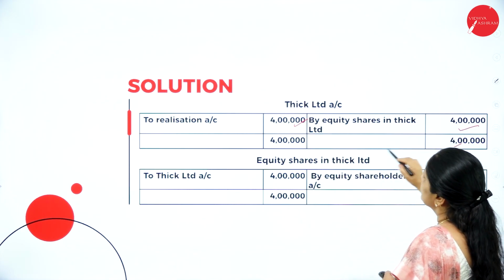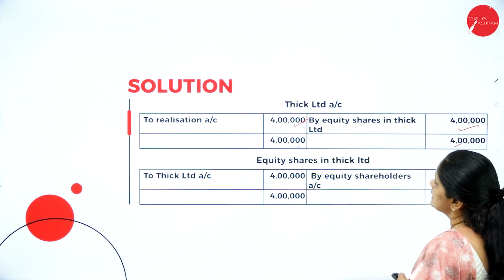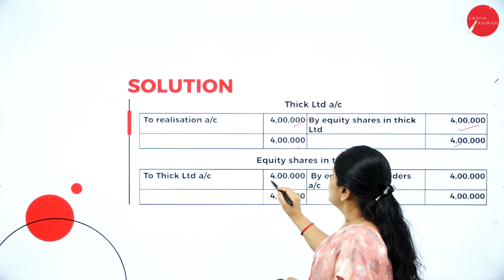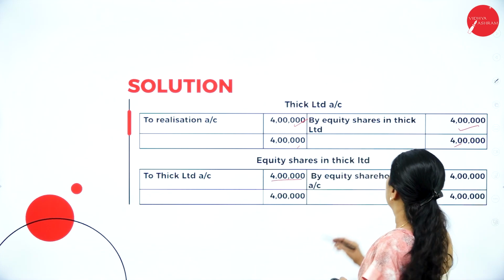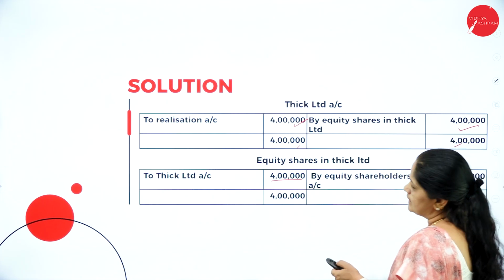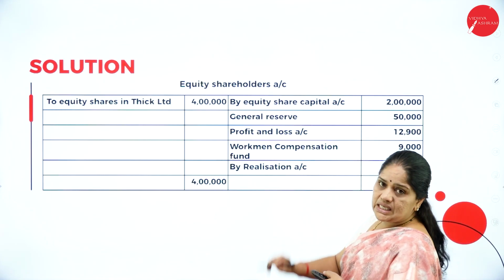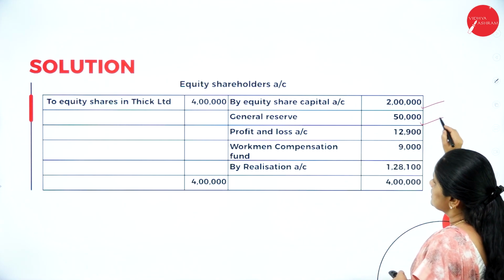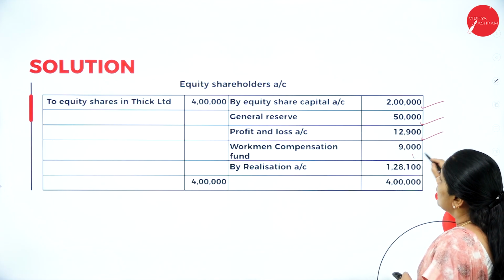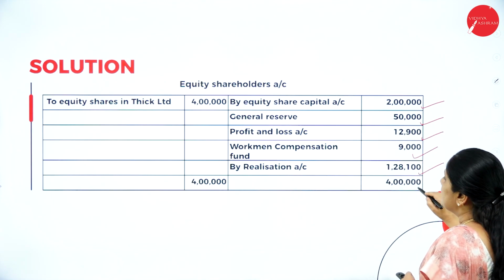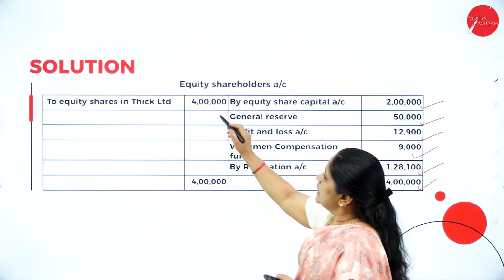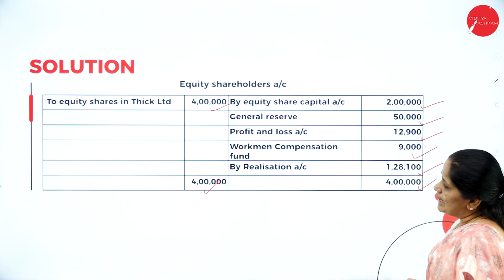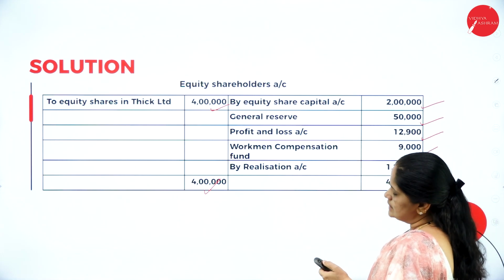So they are paid in the form of shares. So buy equity shares in TIC Limited, 4 lakhs. Now equity shares in TIC Limited to TIC Limited account, 4 lakhs, by equity shareholders account, 4 lakhs. Then next we have the equity shareholders account. So by equity share capital 2 lakhs, general reserve 50,000, profit and loss account, workman compensation fund, by realization account 4 lakhs, to equity shares in TIC Limited 4 lakhs. So I have transferred all the balances to the equity shareholders account.